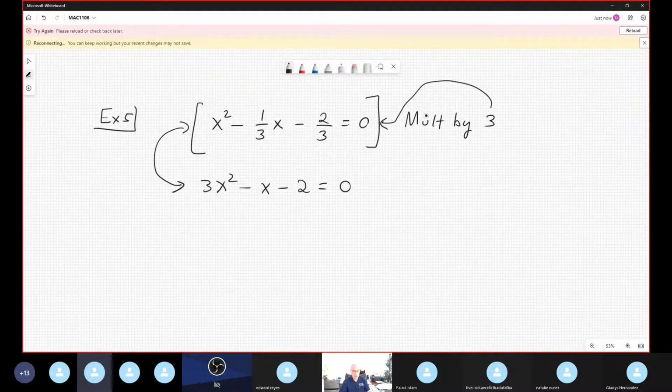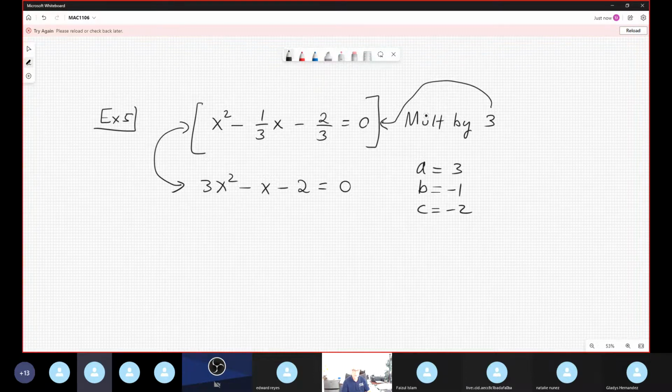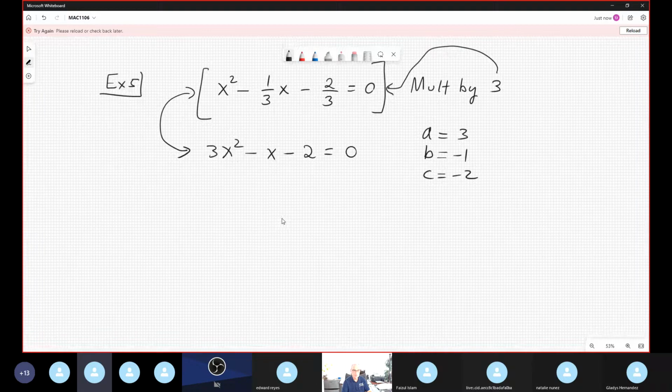Now you declare A is 3, B is negative 1, and C is negative 2. And the rest you know very well. It's doing minus B, I like so much to write the formula, because of the repetition. Do you know the quadratic formula by memory or not? Or not yet?